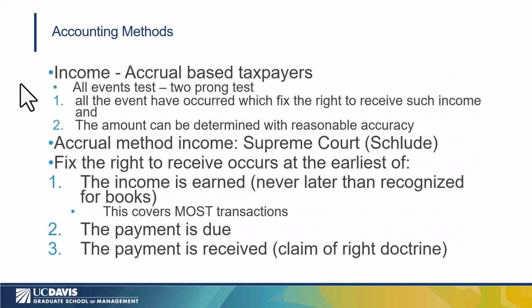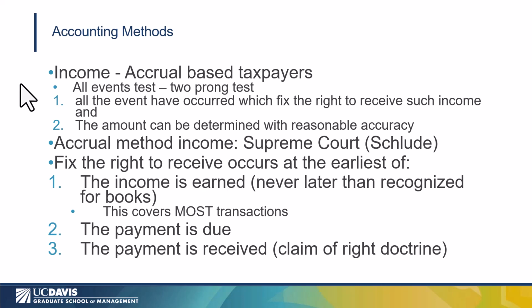How about accrual-based taxpayers? How is that going to work for an accrual-based taxpayer? Well, they have to pass, as I mentioned previously, the all events test. And the all events test is a two-pronged test in which all the events have occurred which fix the right to receive such income, and the amount can be determined with reasonable accuracy. So we needed to figure out what it meant for all the events to have occurred to fix the right to receive income, because that sounds a little bit like earning the income.